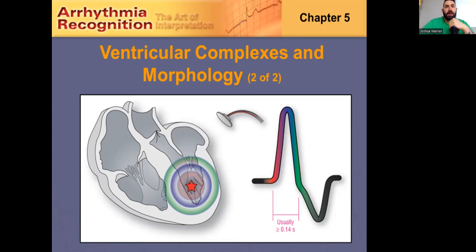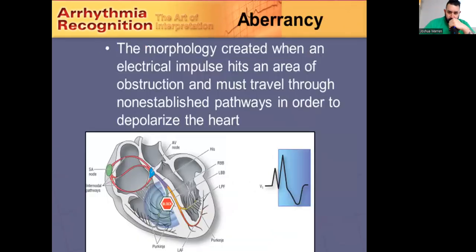So if it's big, wide, and juicy, where's it coming from? All right. Aberrancy. We spoke about the morphology, or the appearance, of a wave when an impulse hits an area of obstruction. So imagine me and Thornton are playing basketball.